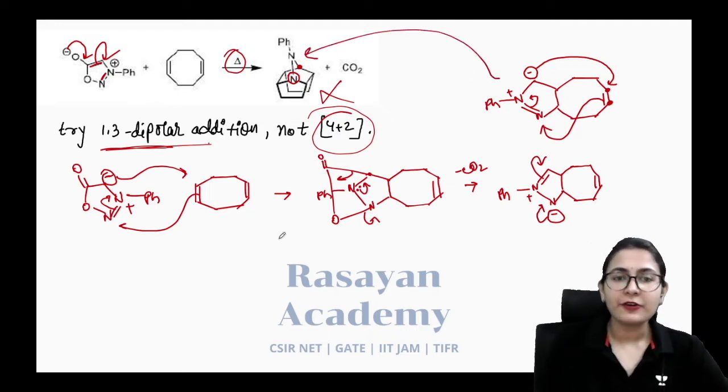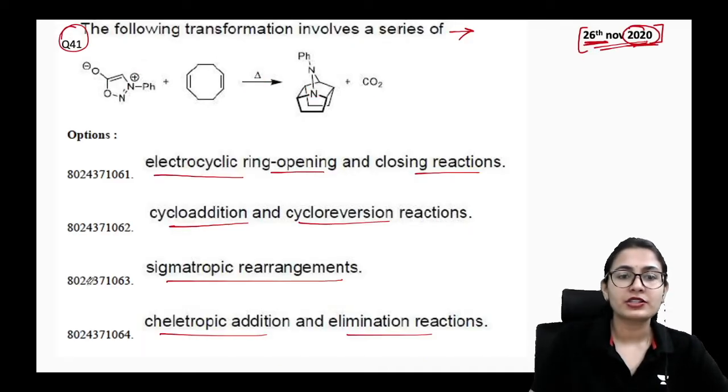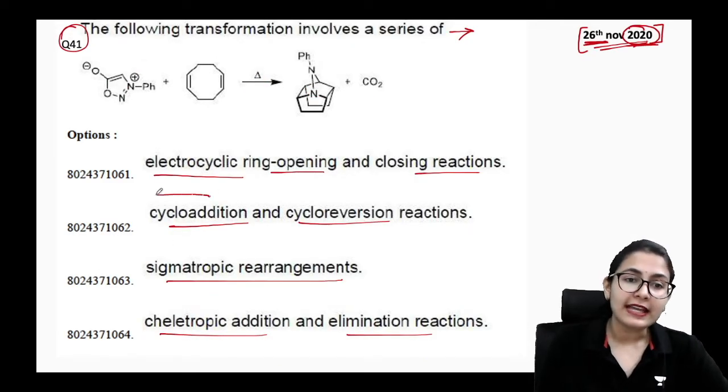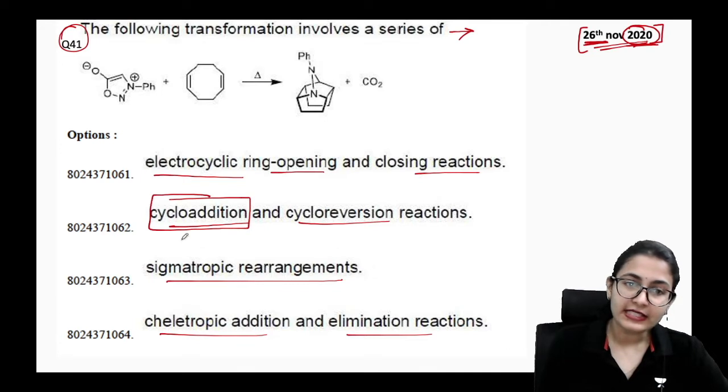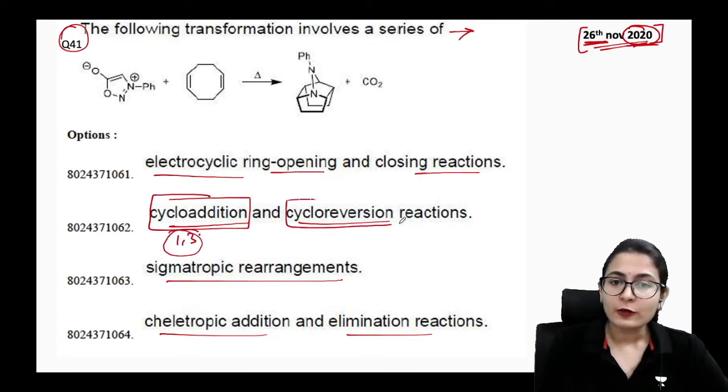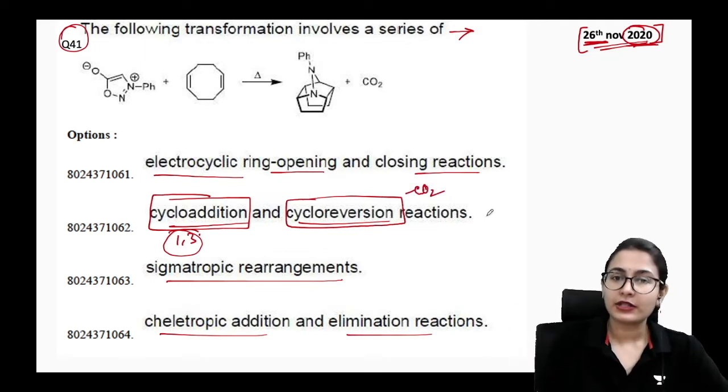Okay, guys, try it out. Very, very important question. So what just happened? Cycloaddition happened. Which cycloaddition? 1,3 dipolar addition and cycloreversion to eliminate CO2. And then one more cycloaddition happened. But the answer is option number 2 only.